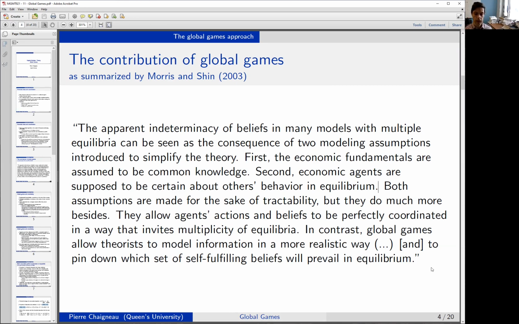So if you use the global game methodology by modeling information in a more realistic way, by taking into account the fact that you don't necessarily observe what other people do and you have slightly different information, then you will be able to identify the unique equilibrium.